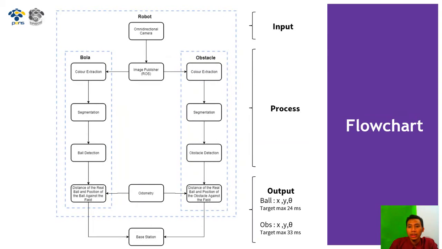Okay, we have a flowchart. The first is the input. We have the omnidirectional camera input, and then I process it with thresholding and other methods, and the output is X, Y, and theta of the ball and obstacle.